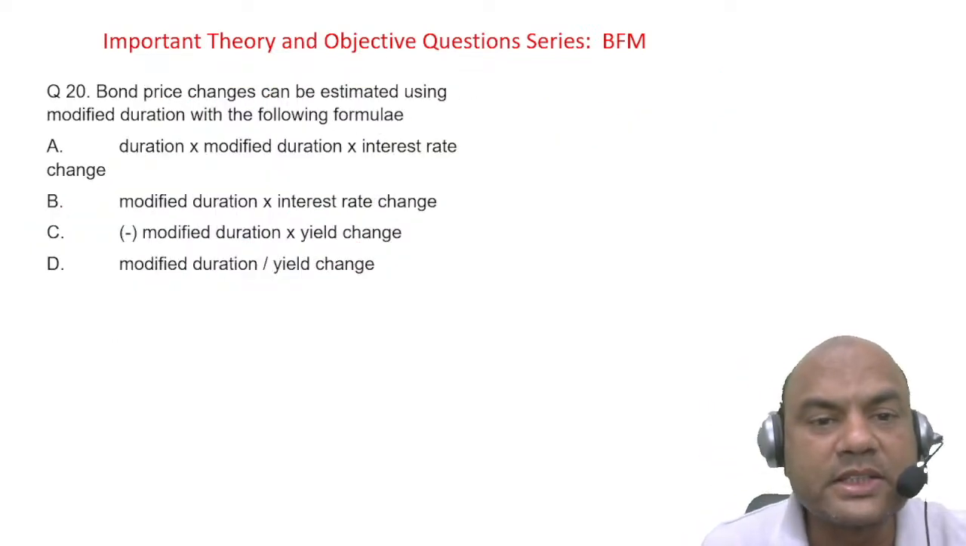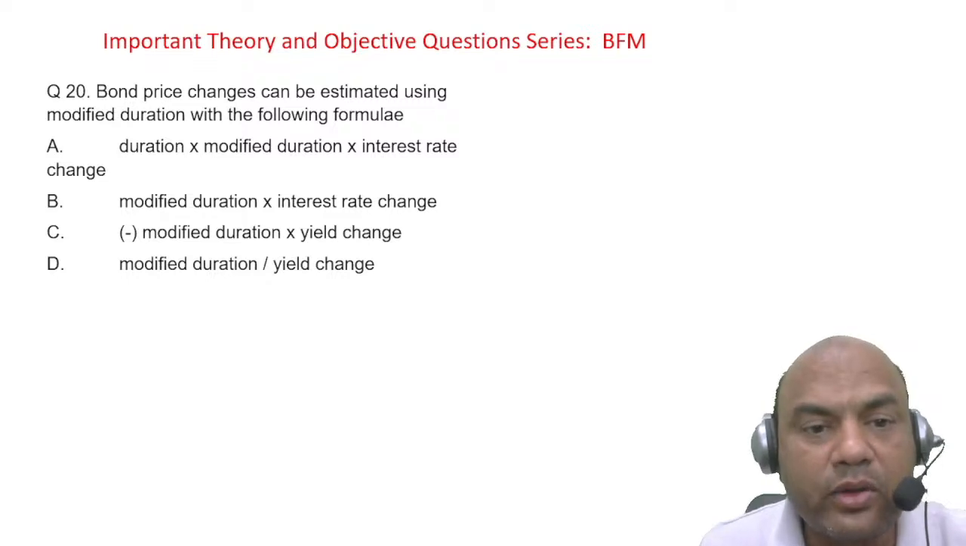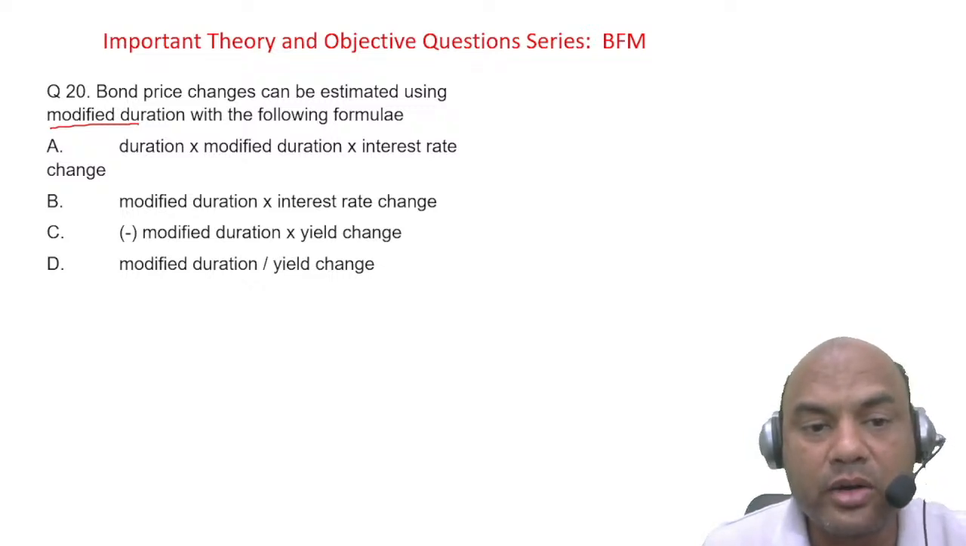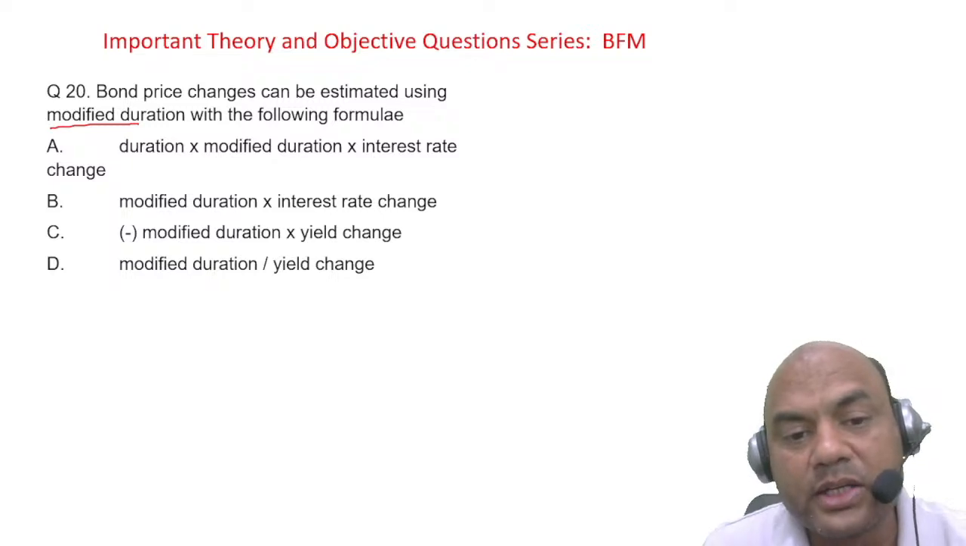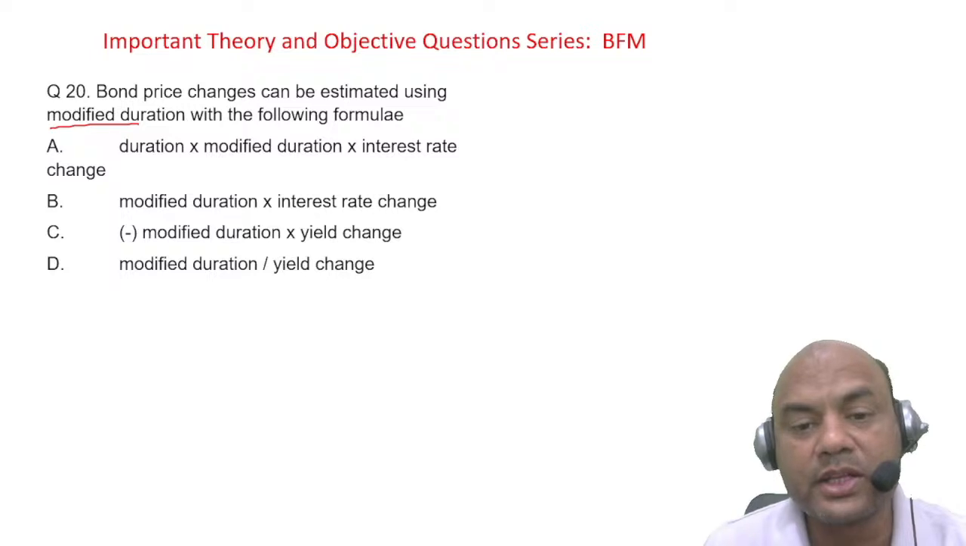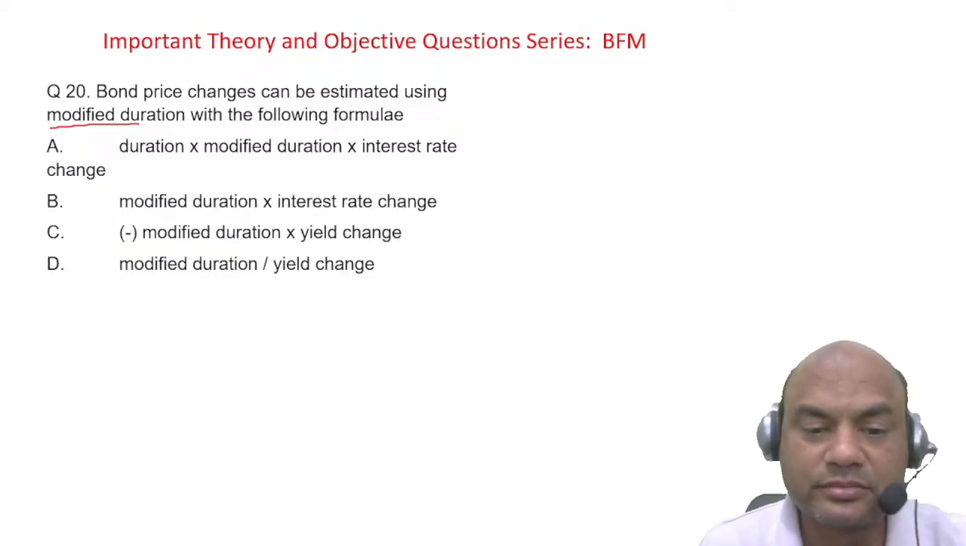Bond price changes can be estimated using the modified duration with the formula. So what is the modified duration formula now? Modified duration into interest rate changes. Minus modified duration into yield change. Modified duration upon yield change. So what is the answer now?